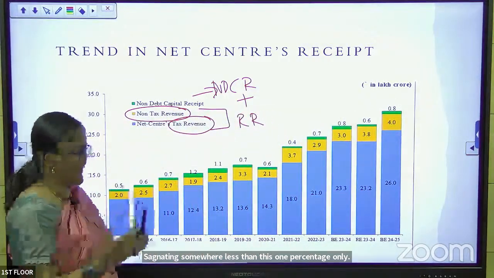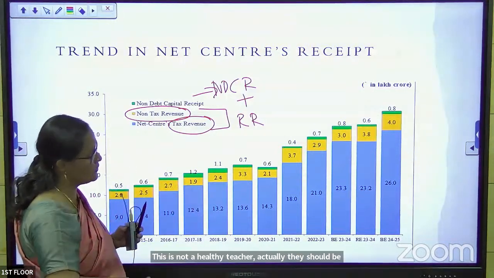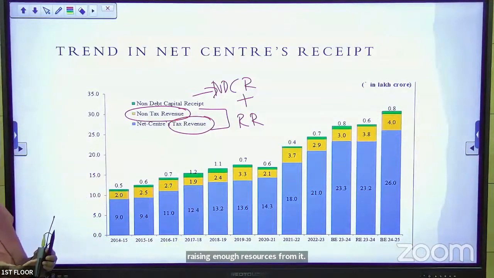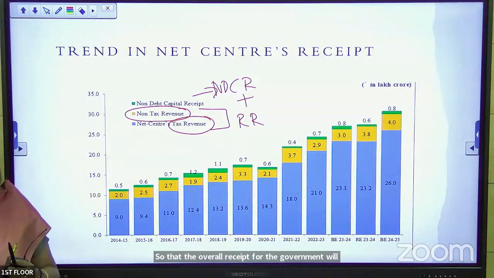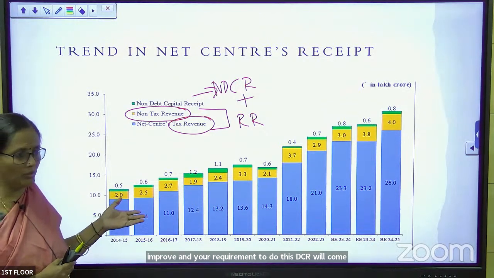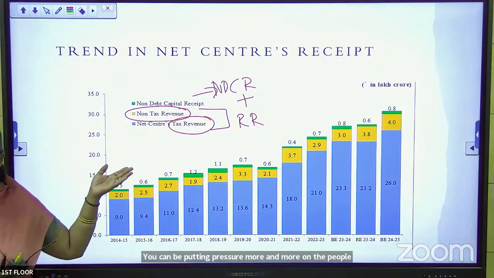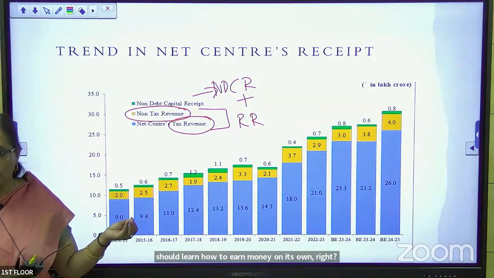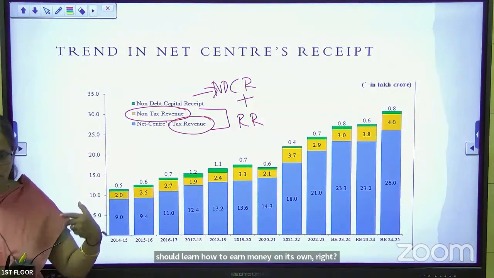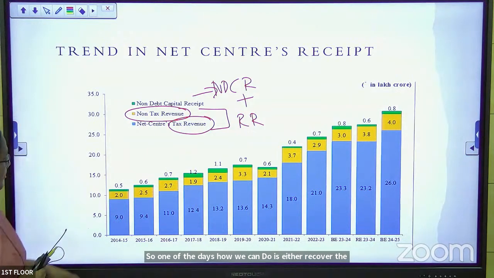Actually, they should be raising enough resources from it so that the overall receipts for the government will improve and your requirement to do this DCR will come down. You can't be putting pressure more and more on the people in the form of tax collection. Somewhere the government should learn how to earn money on its own, right? So one of the ways it can do that is either recover the loans and advances or do the disinvestment process wherever it is required.